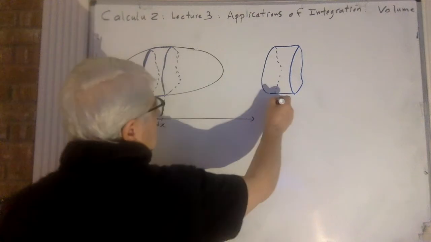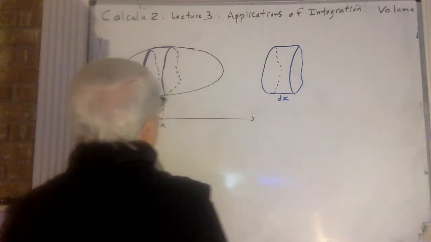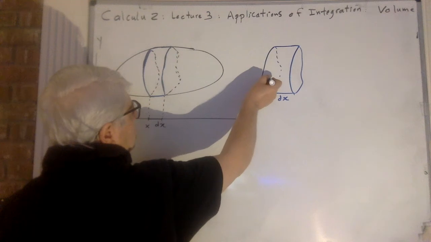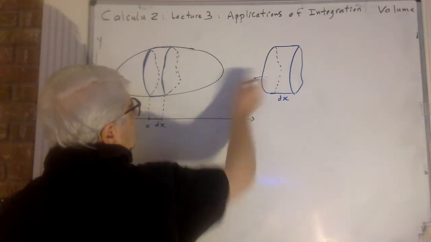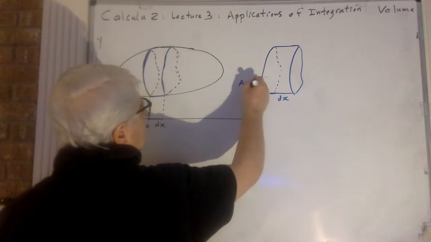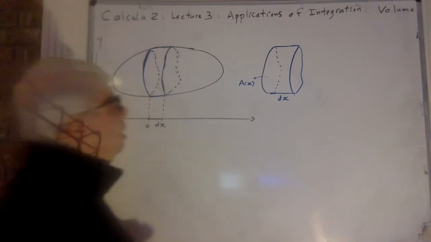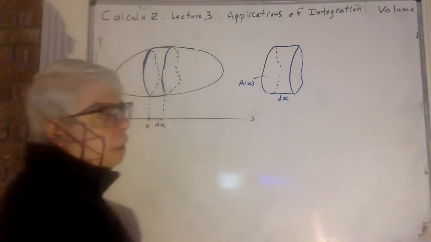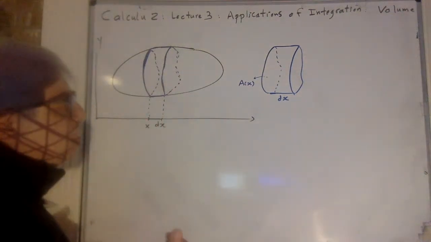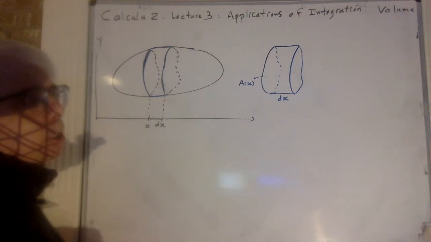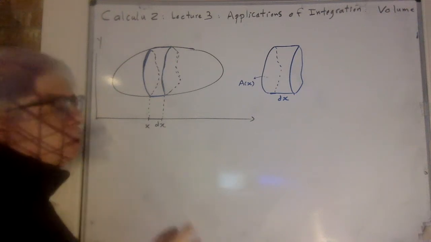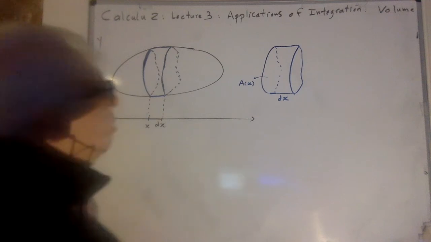So, this is dx, and the area of this cross-section is Ax. Now, what is the volume of this thing? This is a cylinder. Cylinder means that these two have the same shape. Now, why can we assume that they have the same shape? Because the dx is so small. So from here to here, it has not changed that much. So we can assume that they have almost the same shape.